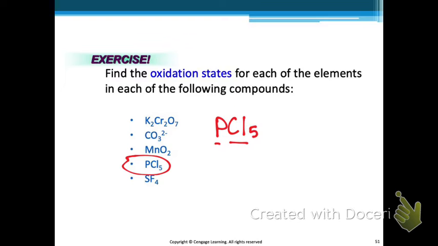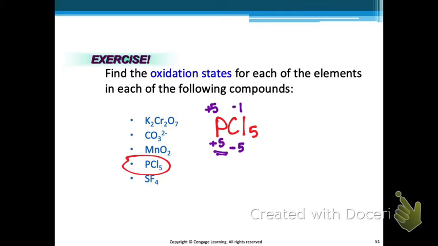Okay? So what's chlorine's regular charge? -1. And there are how many of them? 5. So that gives me a -5. So what has to go here? +5. And how many phosphorus have to split that? Just 1. So that means phosphorus has an oxidation number of +5 and chlorine has an oxidation number of -1.